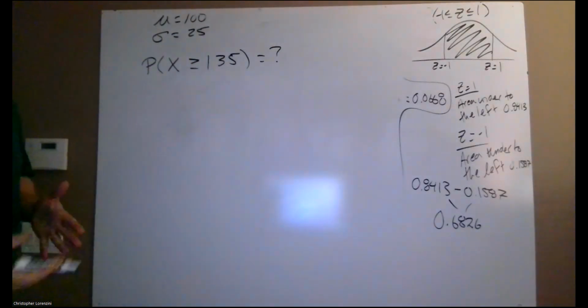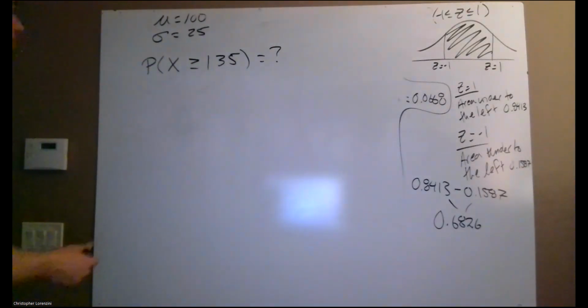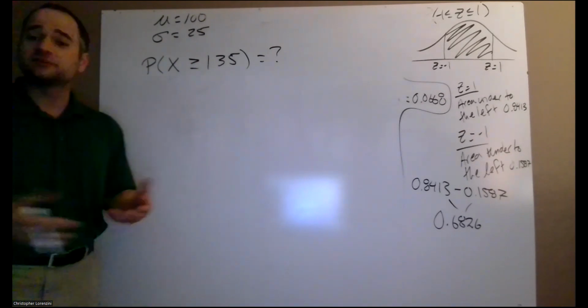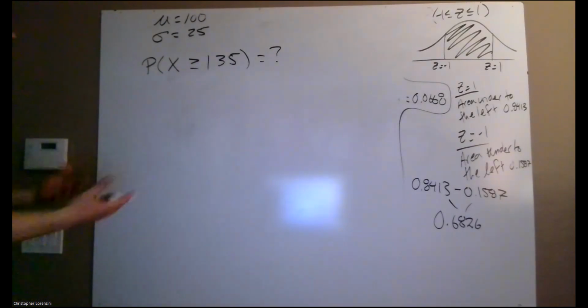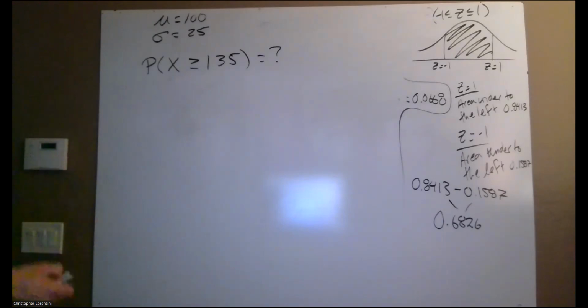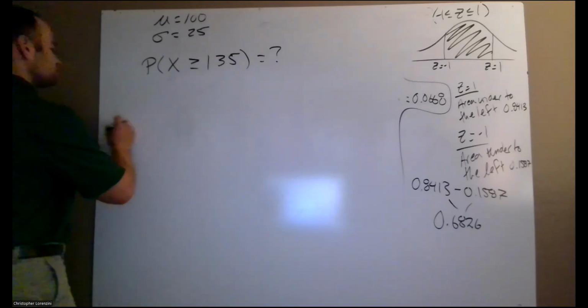So this is kind of the question that we might see on a problem, right? We have a distribution, the mean is 100, standard deviation is 25. We randomly select something and it's 135. What's the probability of seeing something that is greater than or equal to 135 by random chance?